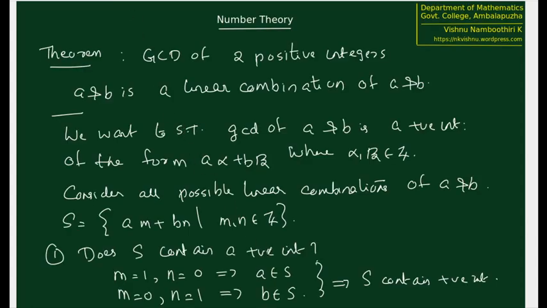Now, we want D to be a positive integer. Therefore, we are not interested in the negative elements or 0. S definitely contains 0, because M equal to 0, N equal to 0 will give 0 inside S. But we are not interested in negative or 0 in S. We are only interested in positive elements because we want the GCD to be a positive integer. So the elements from 0 downwards in S are not at all interesting for us.